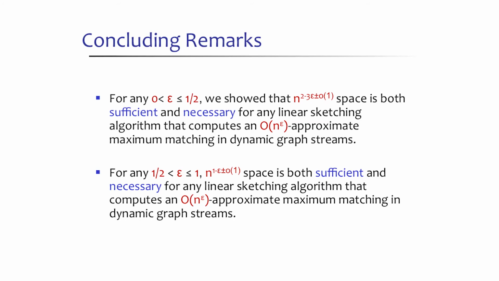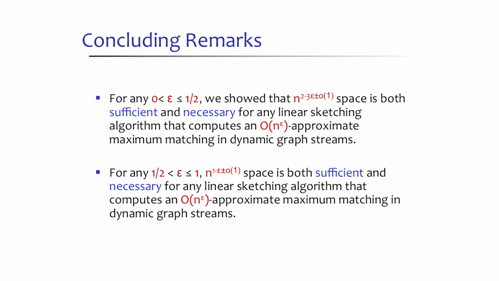Okay? So let me just wrap up here. What I showed in the talk was that for epsilon less than half, n to the 2 minus 3 epsilon space suffices for any linear sketching algorithm, and it's also necessary. So it's tight in this regime.